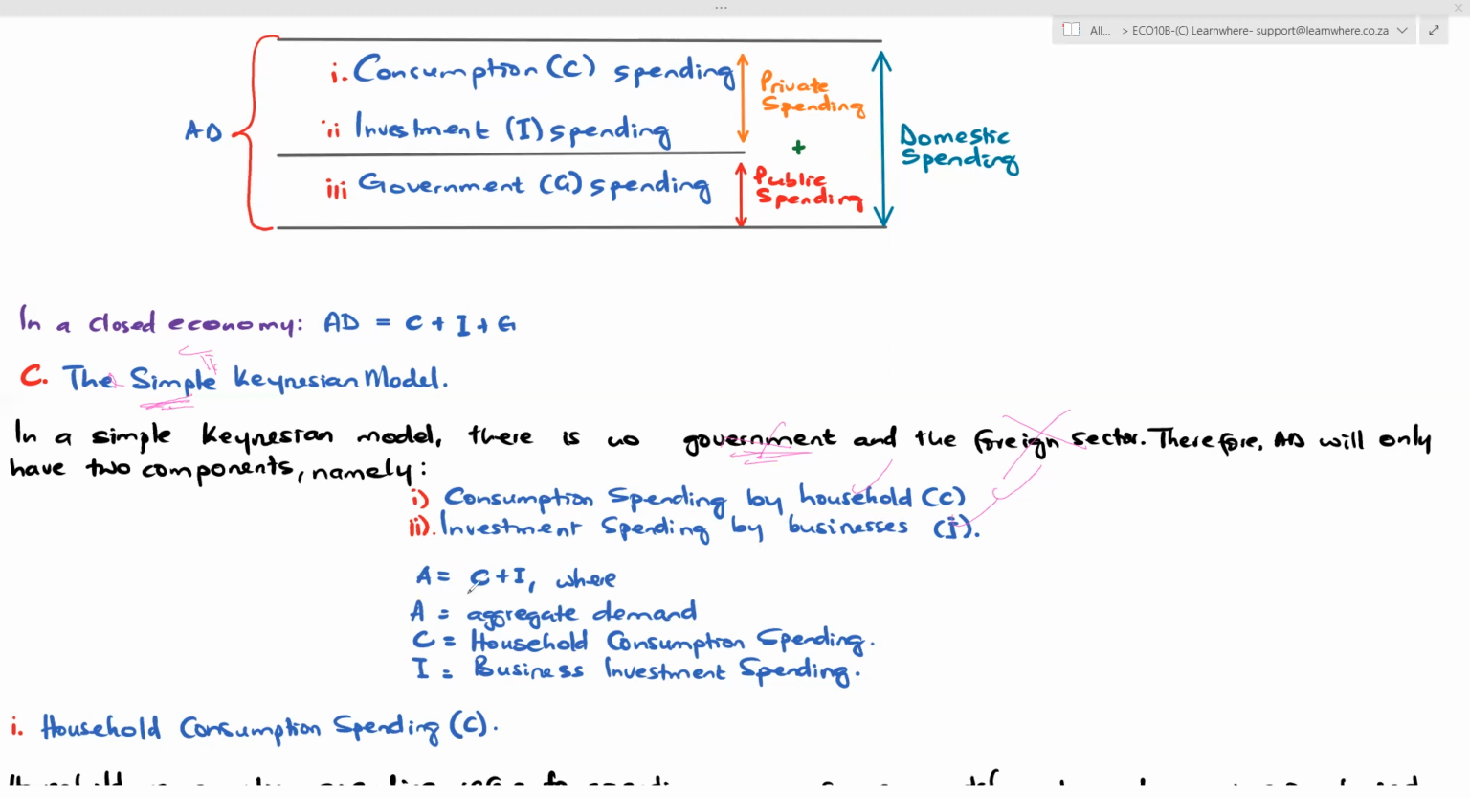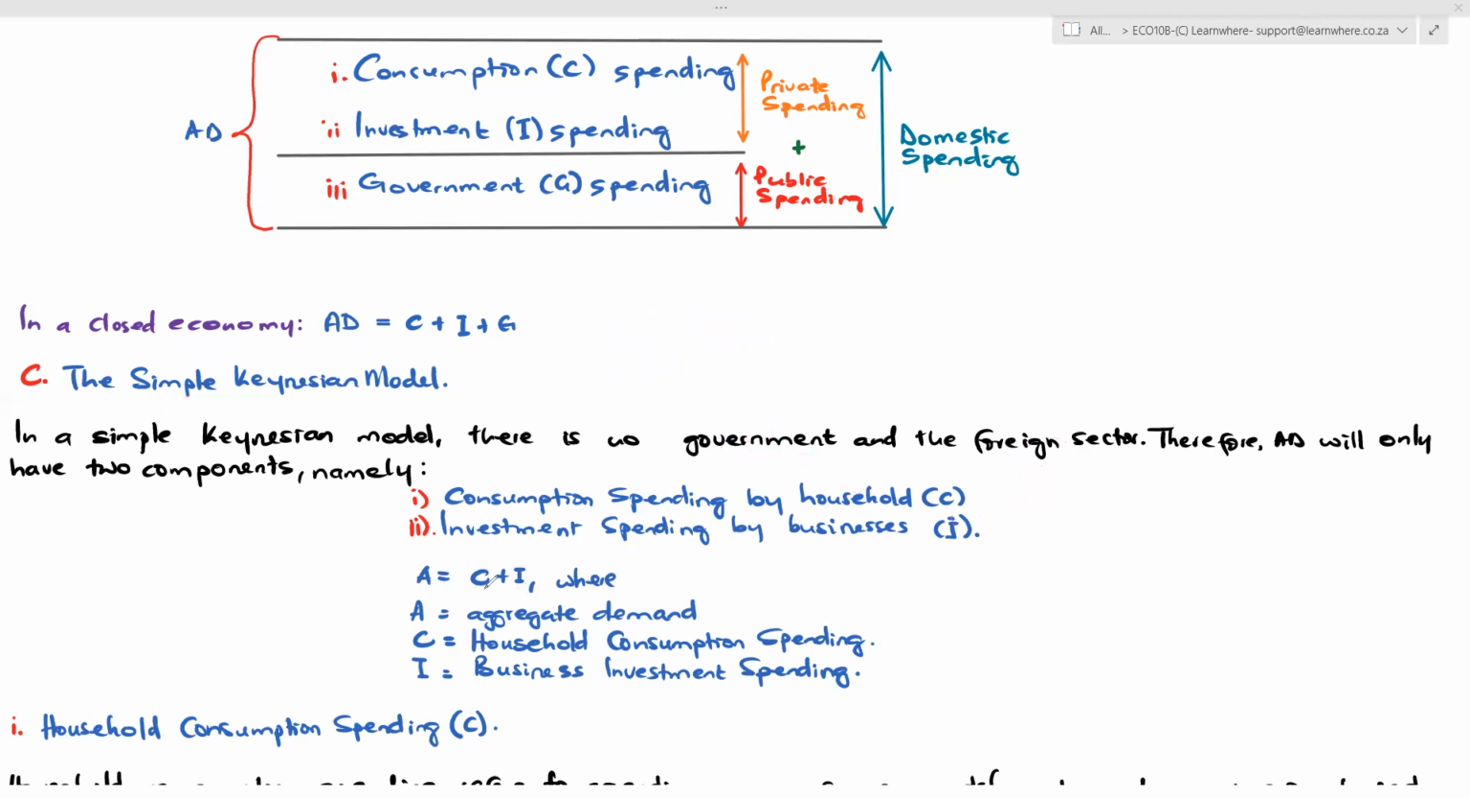Okay, so in a simple Keynesian model, aggregate demand is A. Sometimes you might find me writing just A, sometimes I write AD. Just know that I'm referring to the same thing, and this AD is really the spending on goods and services that we produce within a country. So if we don't have any government, and we also don't have any foreign sector, it simply means that the spending that is going to take place in a country is going to be by households or by businesses. That's why we are saying in a simple Keynesian model, aggregate demand is really equal to consumption spending by households plus investment spending. Where A is for aggregate demand, C is for household consumption spending, and I is for businesses. So that's what we're going to be doing from this point onwards.